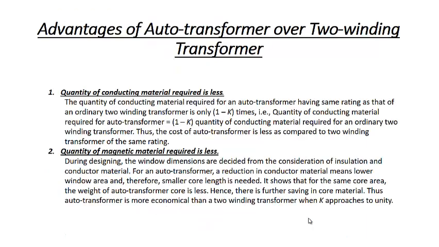Now let us discuss the advantages of auto transformer over the two-winding transformer.